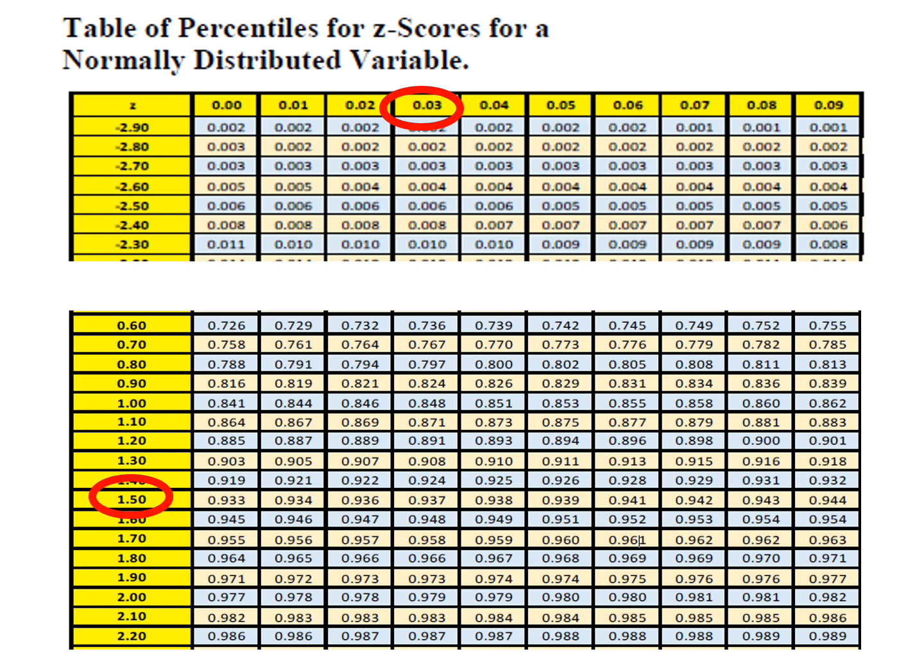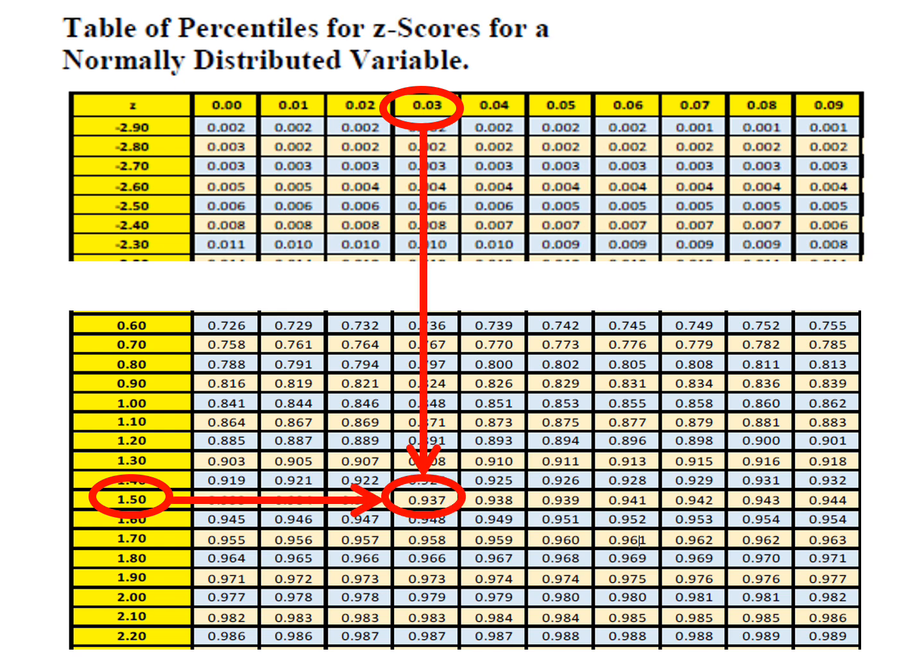So we find this 3 here at the top of the table. It says 0.03, which is the same as three hundredths. Notice that if we add the 1.50 on the left and the 0.03 on the top, we get the z-score we are looking for, which is 1.53.